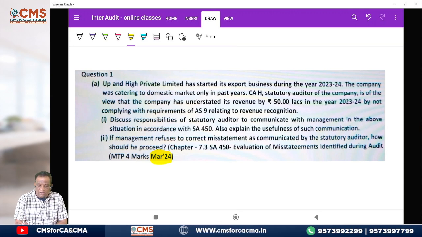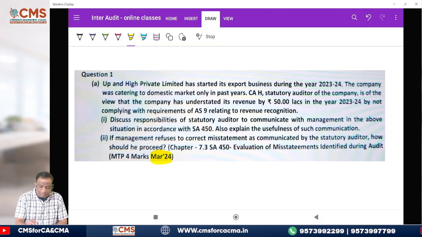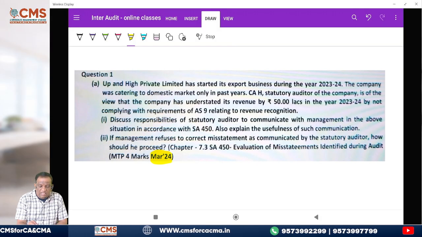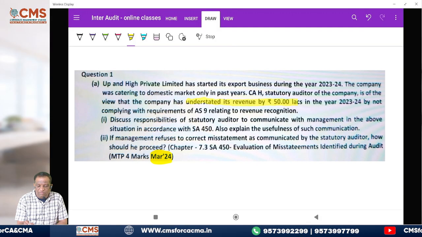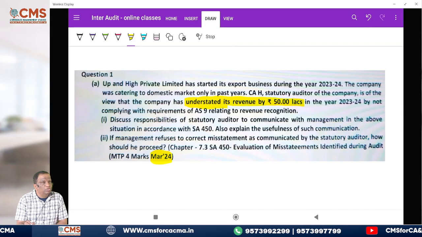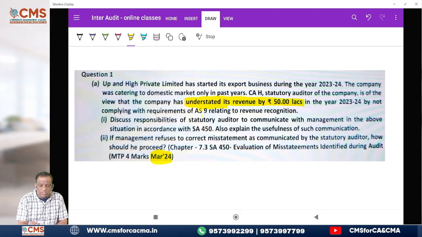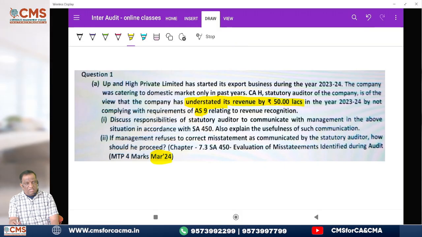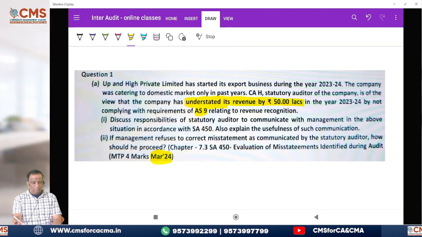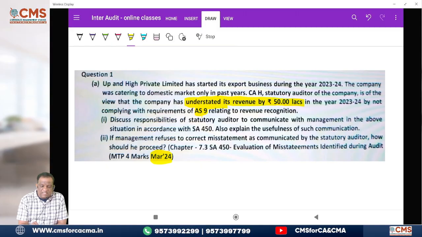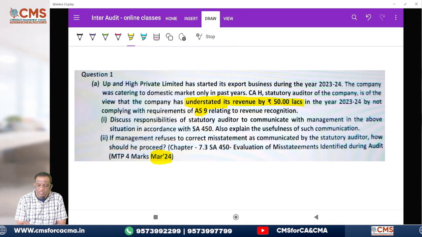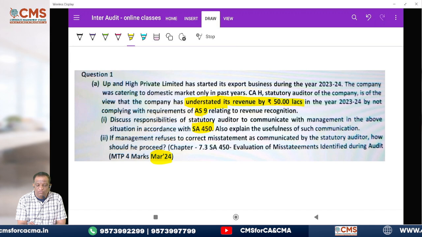The CA, the statutory auditor of the company, is of the view that the company has understated its revenue by 50 lakhs. That is, they have shown lesser income in 2023 by not complying with the requirements of AS 9, which deals with income recognition. Now, discuss the responsibilities of the statutory auditor to communicate with the management in the above situation in accordance with SA 450.